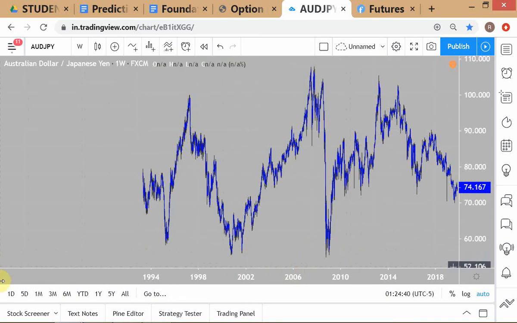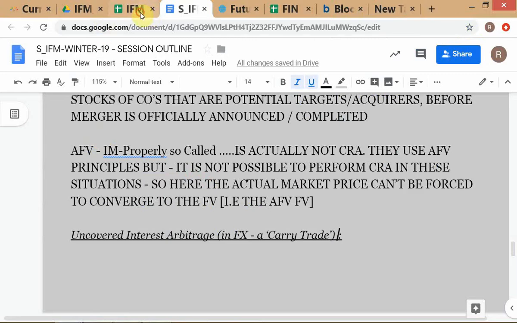Now this is Aussie yen, because for a long time we've had very low interest rates in the yen. Recently Aussie rates have also come down in the last 5-6 years, but in the middle there was a time when Aussie interest rates were quite high. Even after the financial crisis, Aussie rates were high and yen rates were very, very low. So people were borrowing in yen, selling that yen and buying Australian dollars.